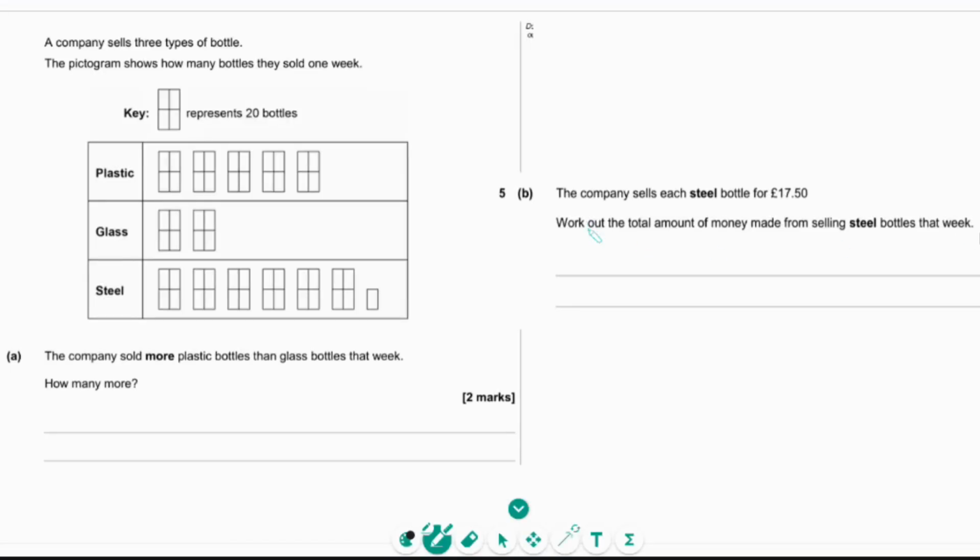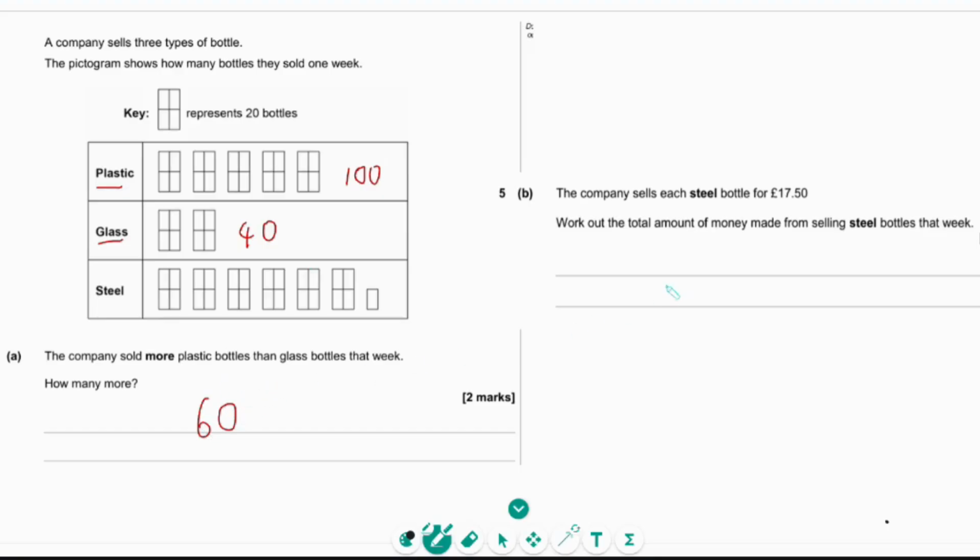Question 5. A company sells 3 types of bottle. The pictogram shows how many bottles they sold 1 week. These four rectangles represent 20 bottles. The company sold more plastic bottles than glass bottles that week. How many more? So more plastic than glass. How many glass? 20, 40. How many plastic? 20, 40, 60, 80, 100. How many more plastic? So 100 take away 40, 60.